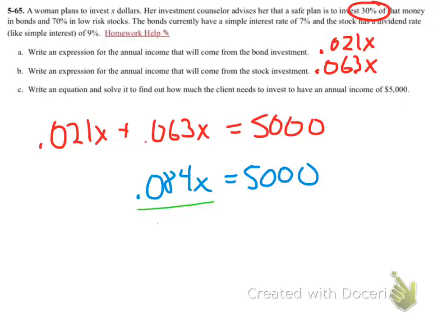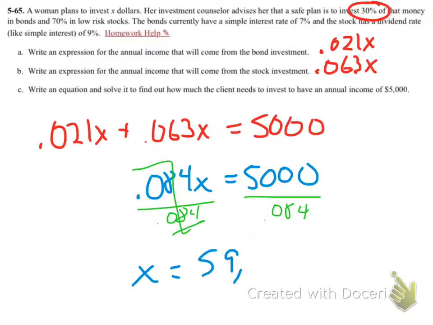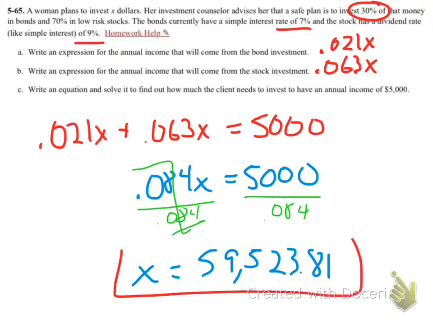Divide both sides by 0.084. There's my giant 1. So I have x equals about $59,523.81. So, using the amount of money and investment and the rates they gave us, if this client would invest that much money, they would make $5,000 annually.